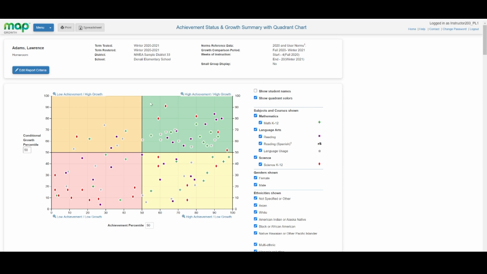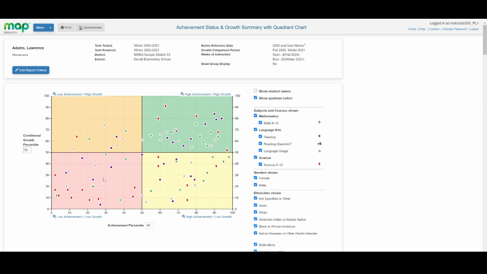So in the green here, we're seeing students who are achieving at a very high level and growing at a rate that is at or above their peers in their grade level. This yellow section is students who are achieving at a high level but aren't growing at a rate as fast as their peers. The orange shows us students who are growing at a really fast rate, at or above their peer level, but aren't achieving at the same percentile.